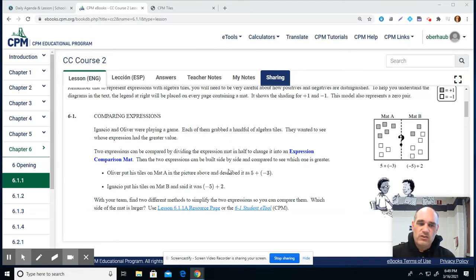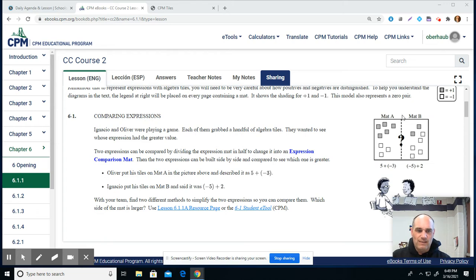All right, question 6-1. Ignacio and Oliver were playing a game. Each of them grabbed a handful of algebra tiles. They wanted to see which expression had a greater value. Two expressions can be compared by dividing the expression mat in half to change it into an expression comparison mat.